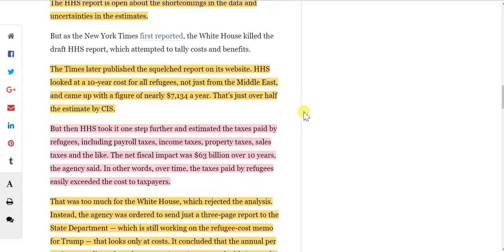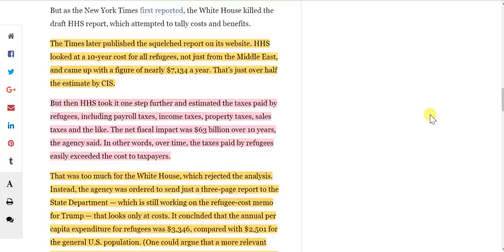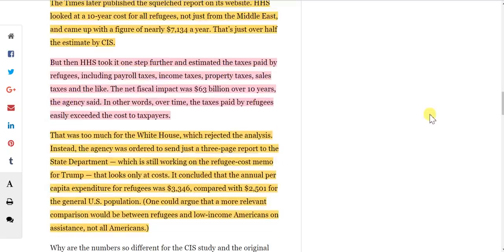The Times later published the squelched report on its website. HHS looked at a 10-year cost for all refugees, not just from the Middle East, and it came up with a figure of nearly $7,134 a year. That's just over half the estimate by CIS. And that's American, not Canadian. It's a lot more expensive in Canada.